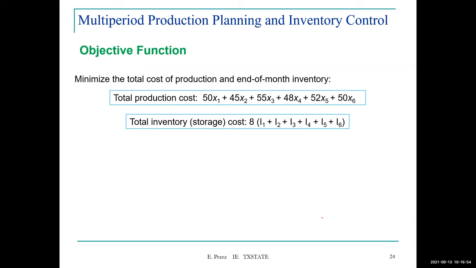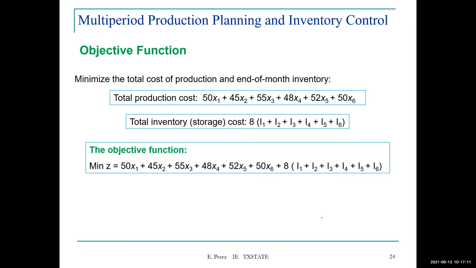And then we have an inventory storage cost, which is whatever you're holding as inventory for a time period, and that is going to be associated with a cost of $8. So the objective function is trying to minimize the total cost. So it's the cost of production plus the cost of holding the inventory.